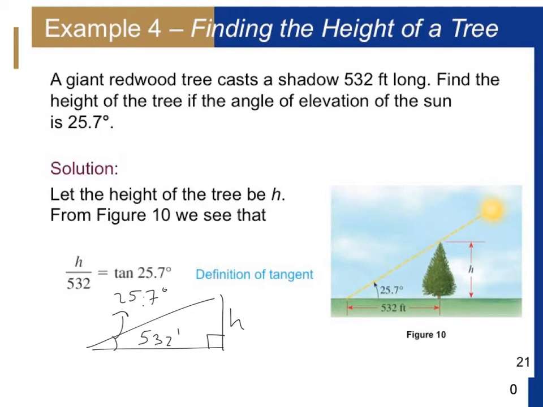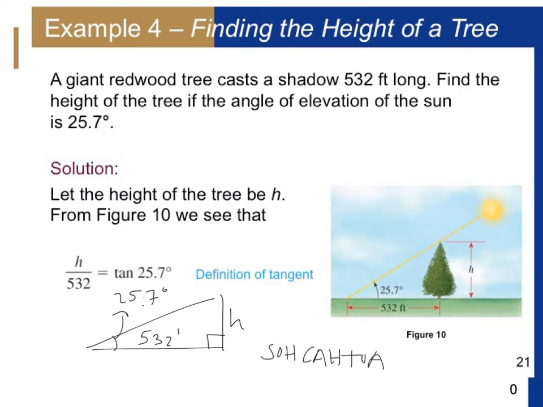If you think of SOHCAHTOA, we know the adjacent and we want the opposite, so we should use tangent. Think about which two you're using, which one you know and which one you're trying to find. So look for the unknown. In this case, our unknown is opposite. We don't know the hypotenuse, so we wouldn't use sine. But we do know the adjacent, so we use tangent, because here's our adjacent side, and we know the angle. So we can say tangent of 25.7 is opposite, h, over adjacent, 532. And that's how we get our value for h.